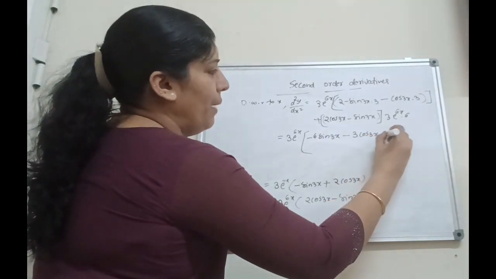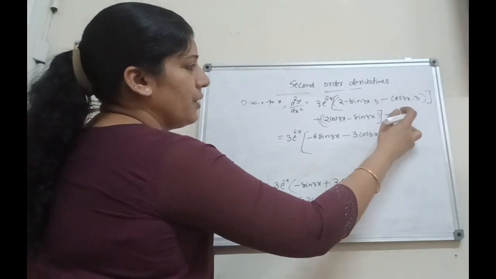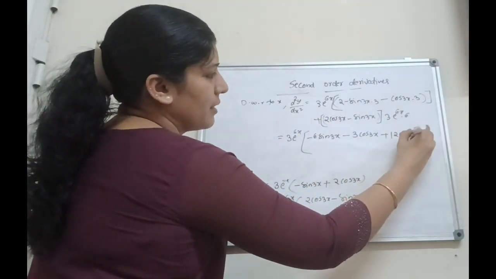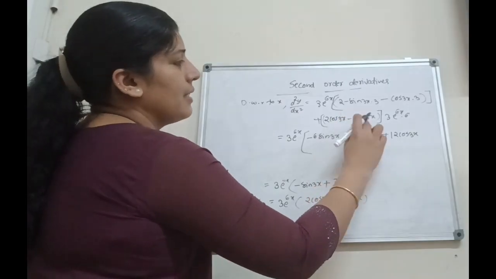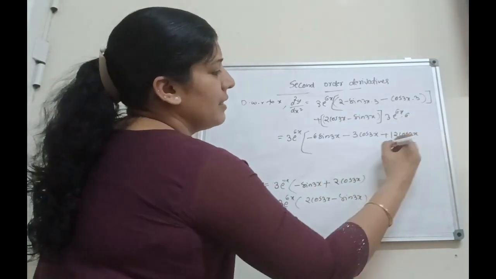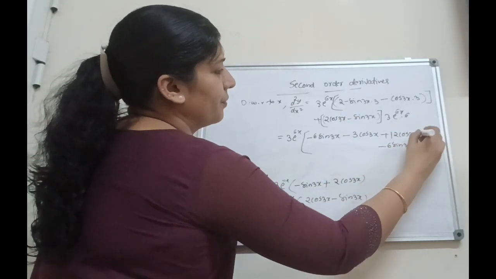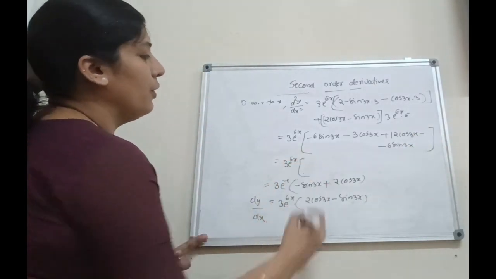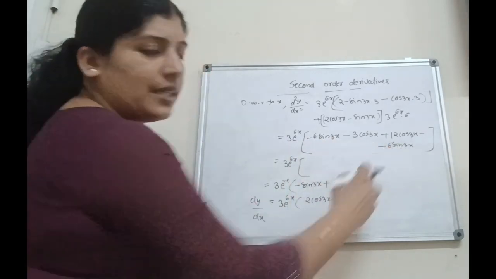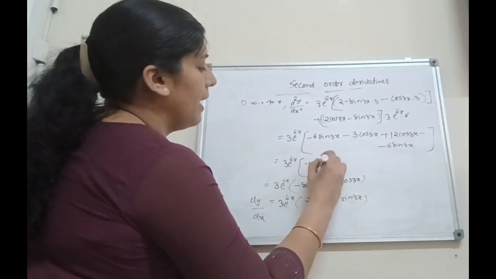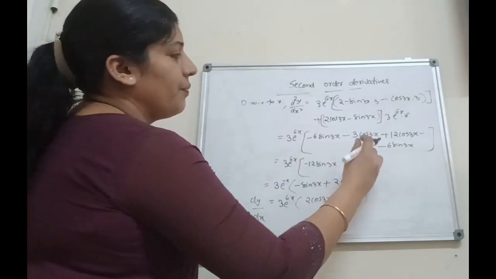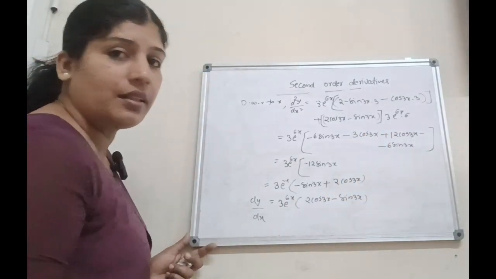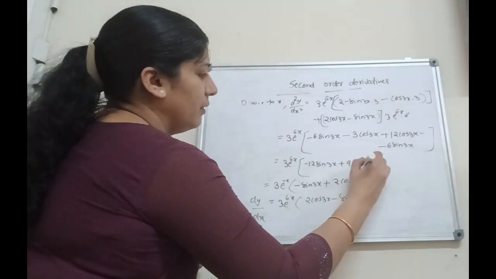Next, plus, here we have to take 3 e raised to 6x outside. Therefore, remaining 6 into 2 cos 3x, that is 12 cos 3x. Then minus sin 3x into 6, that is minus 6 sin 3x. That is equal to 3 e raised to 6x into (minus 6 sin 3x minus 6 sin 3x), that is minus 12 sin 3x. Then next, minus 3 cos 3x plus 12 cos 3x, that is remaining 9 cos 3x.